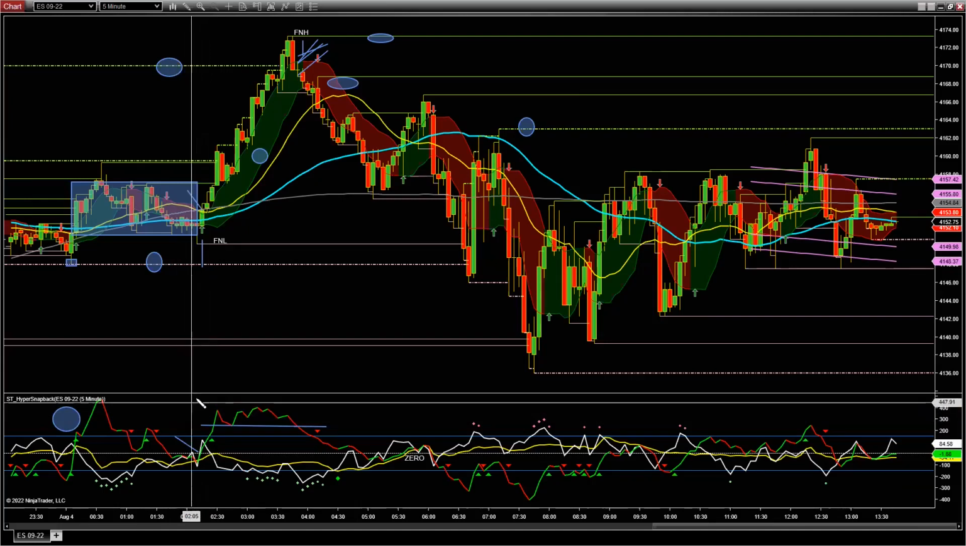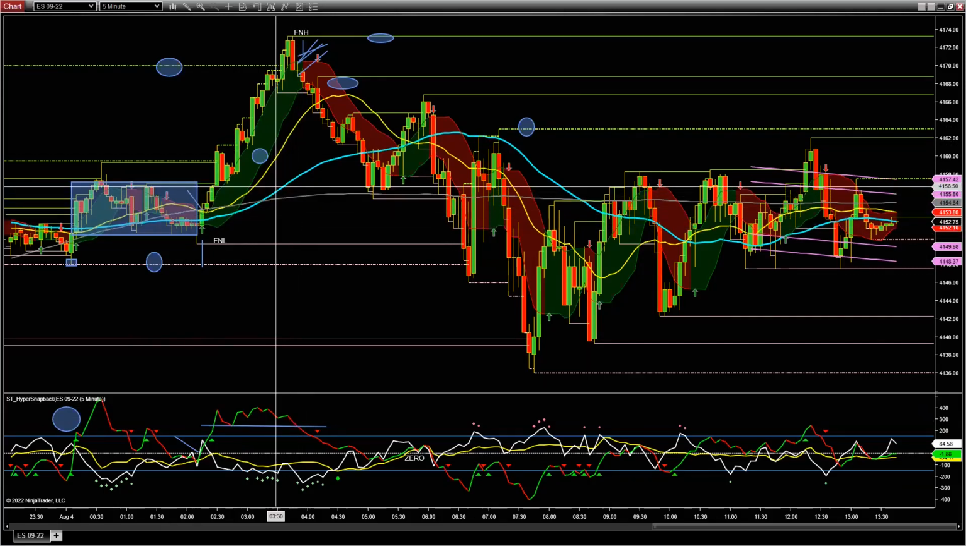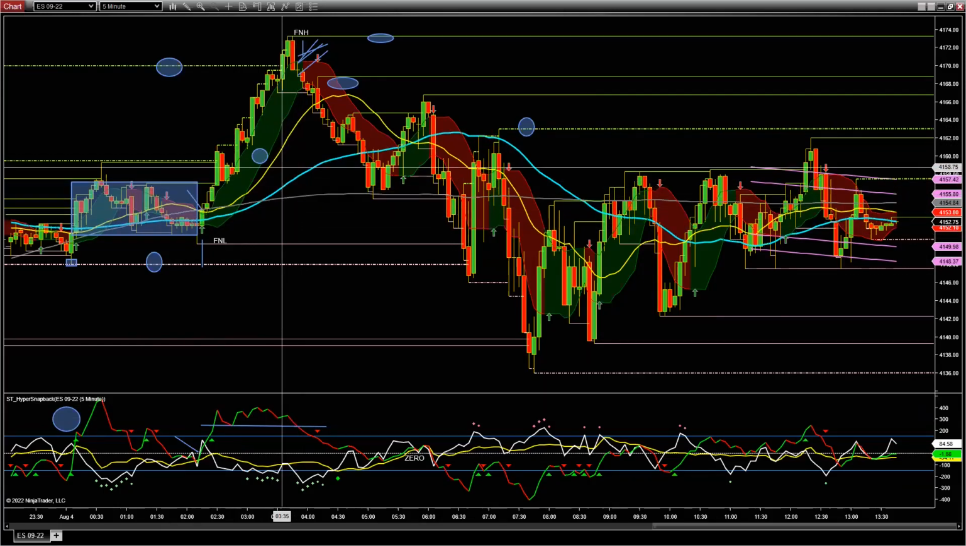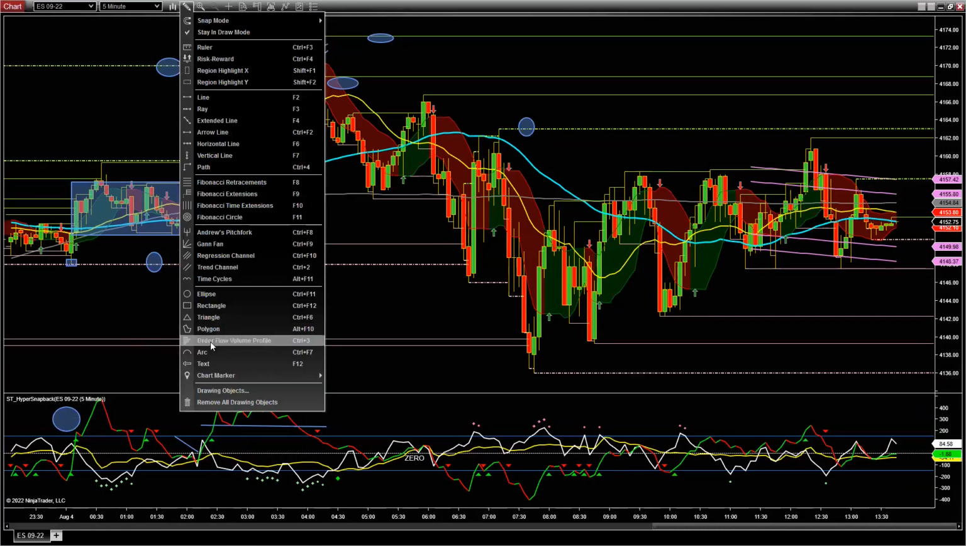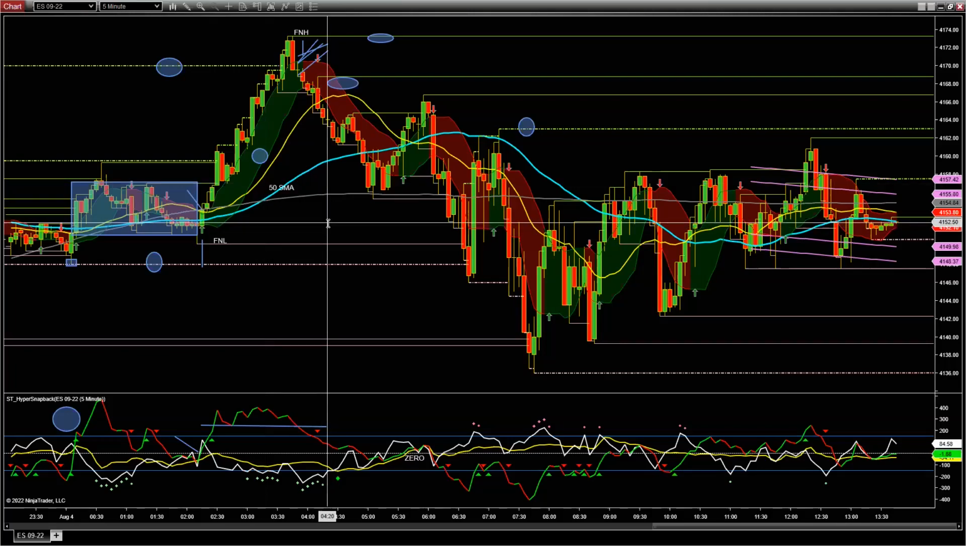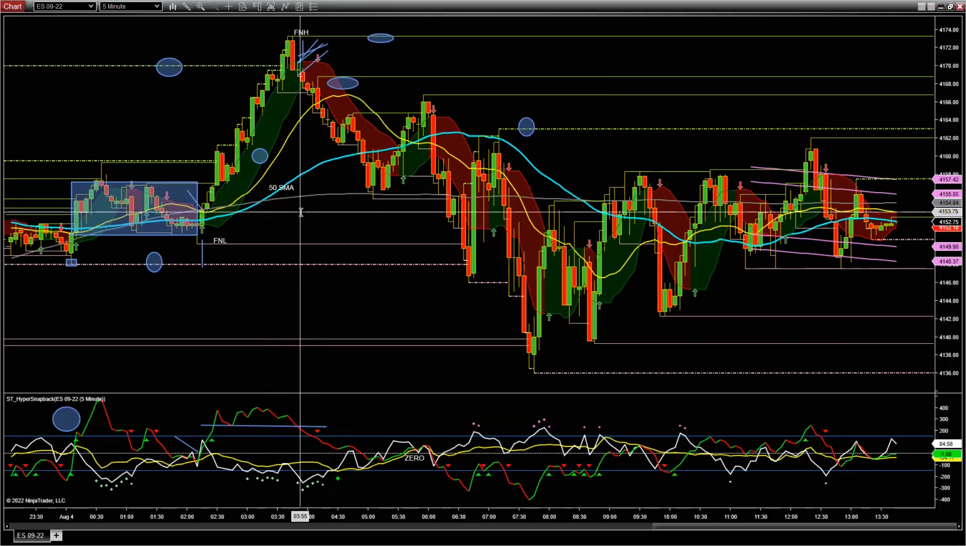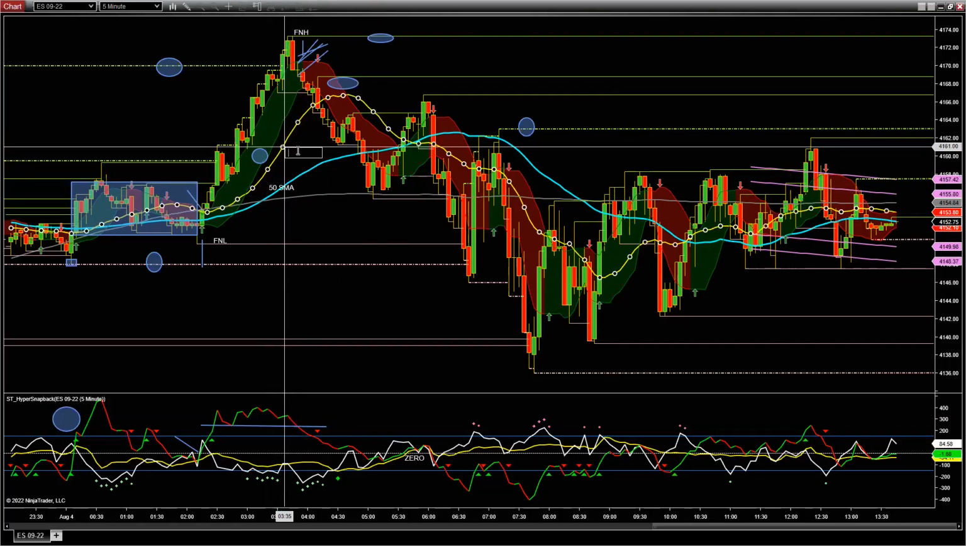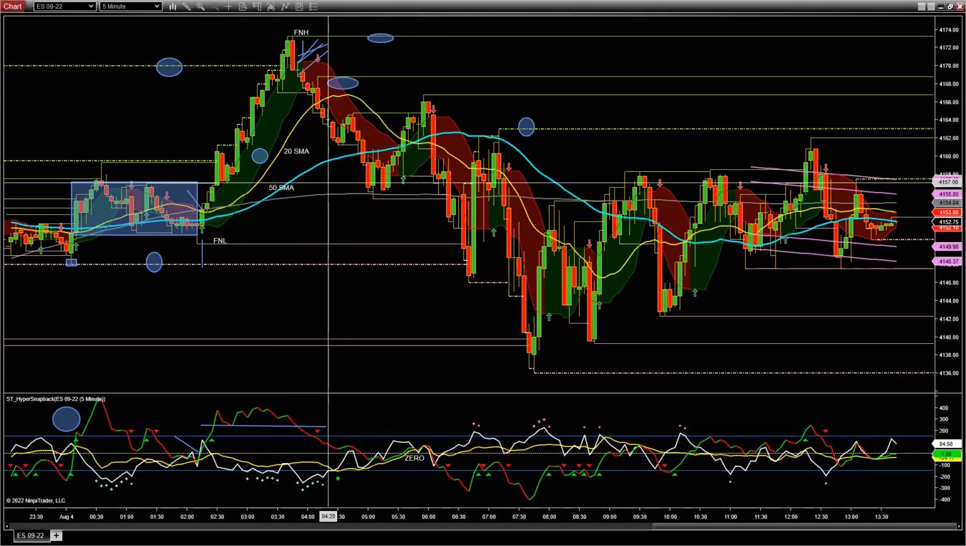So how do I know that? So I put in here very simple, so you can understand it. This cyan color line is a 50 SMA. I'm going to write that down because it's very important, especially on the 5-minute. So it's a 50 simple moving average. And then we'll have the 20, which is yellow. That's a 20 simple moving average.